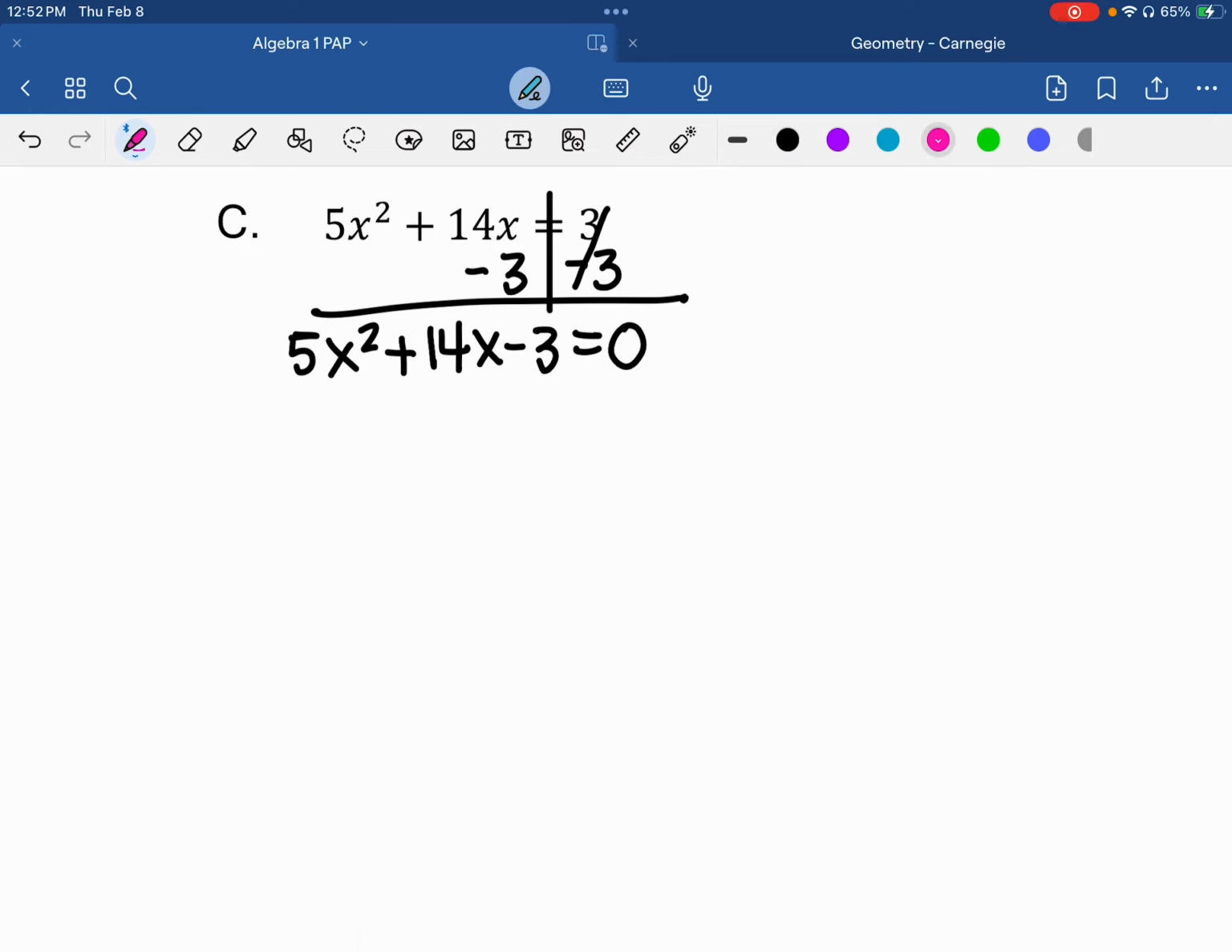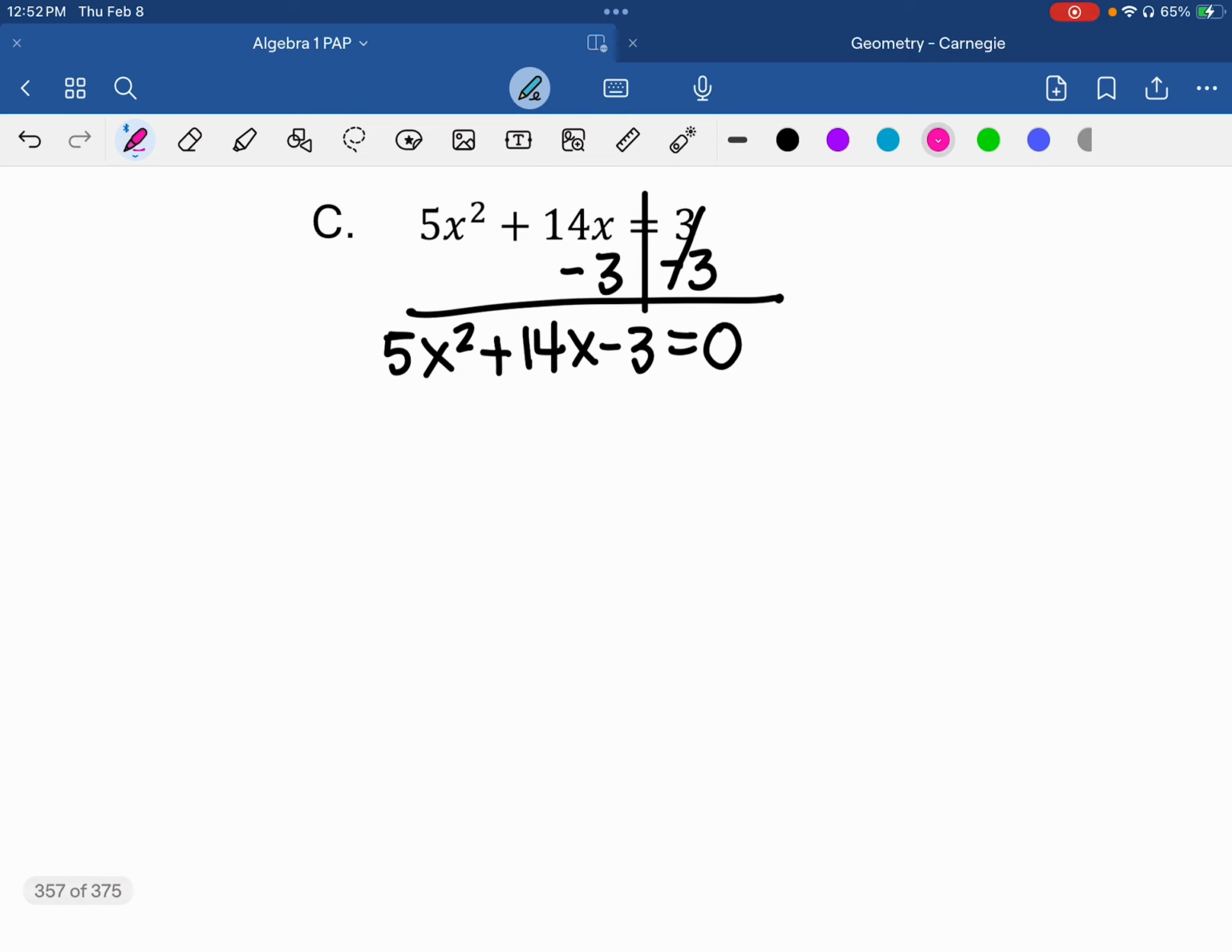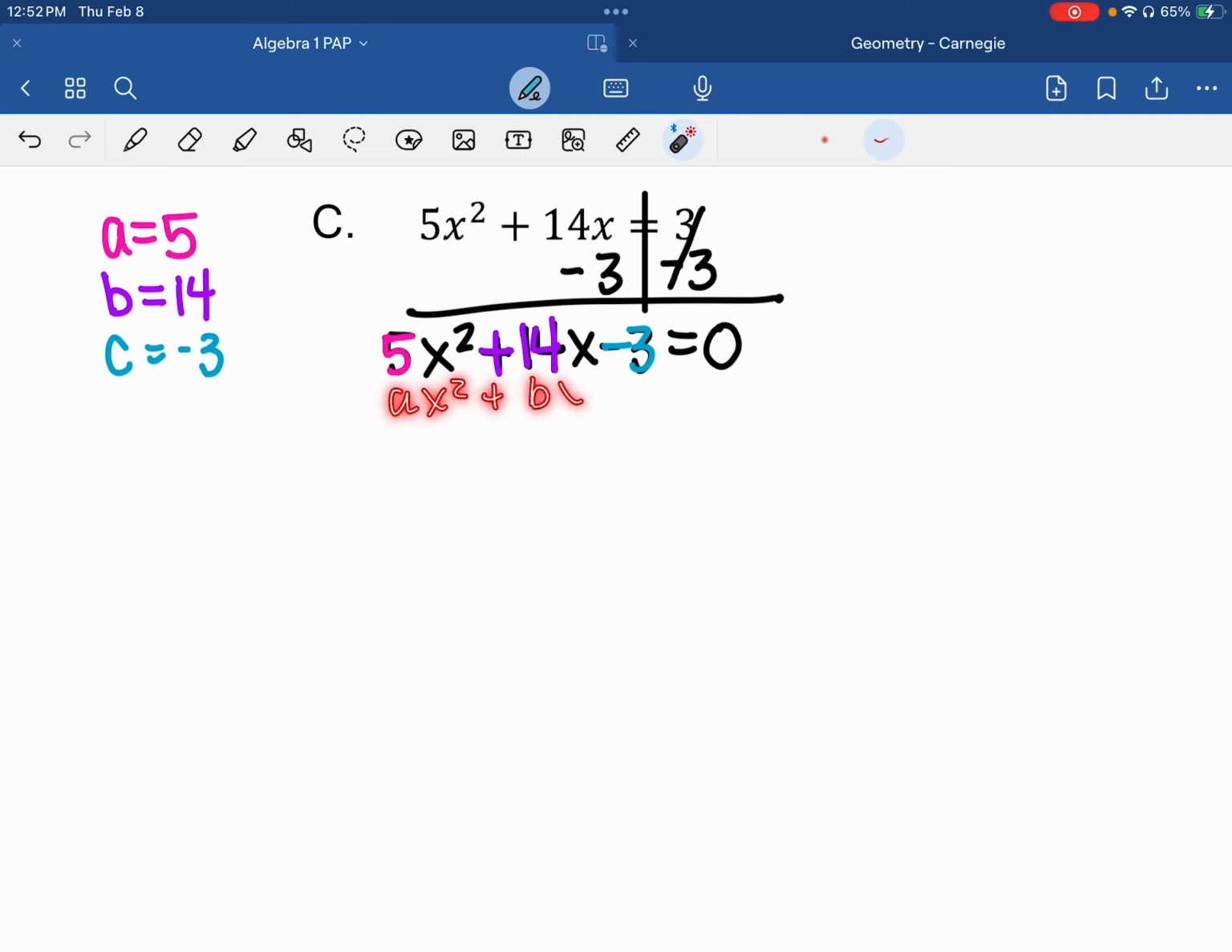All right, then you should have gone ahead and identified your A value. Your A value is 5. I'm going to try this time without putting the ax squared plus bx plus c underneath. Your B value is positive 14, and your C value is -3. Once again, if it helps you, write the ax squared plus bx plus c underneath, it just helps to identify A, B, and C.